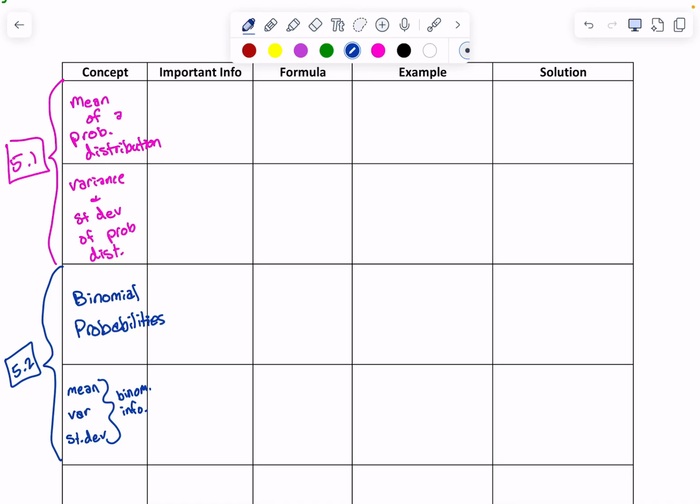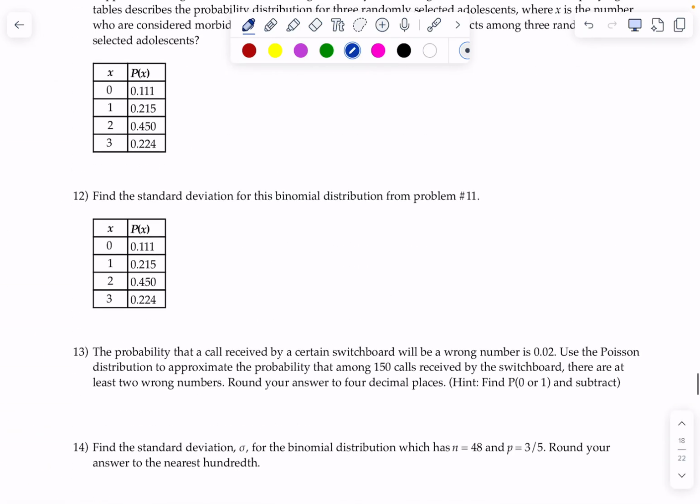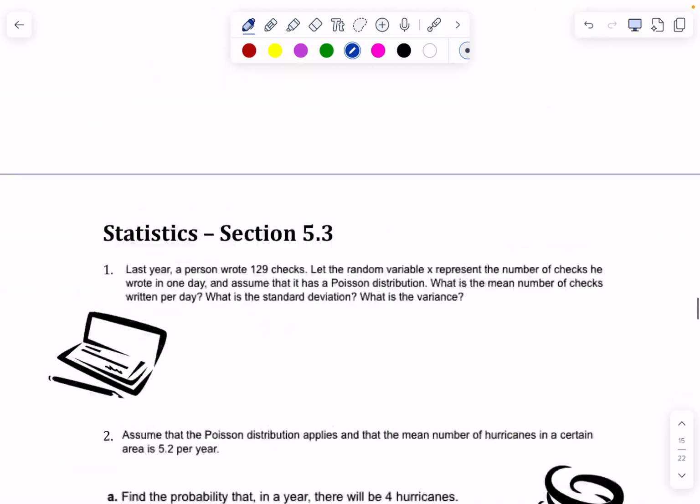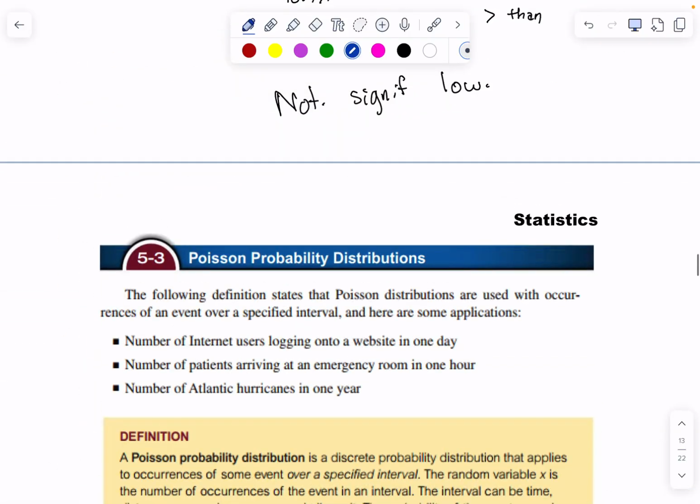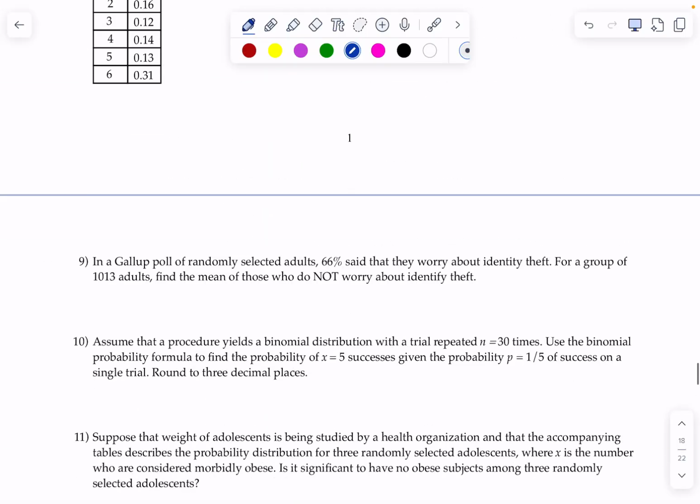All right, hey, Kellen. We still have one section left to do in chapter 5. It is section 5.3. But before we do that, we have lots of formulas going on.